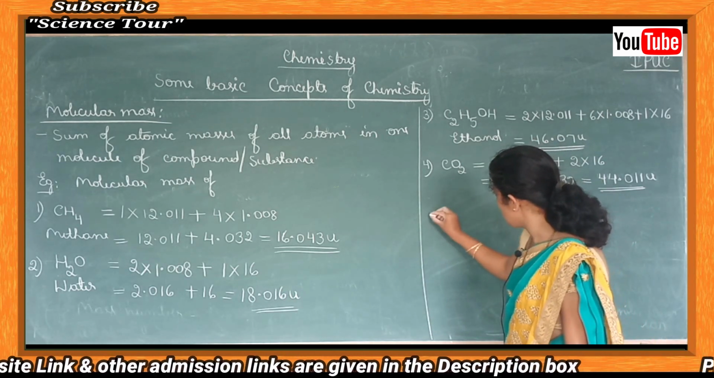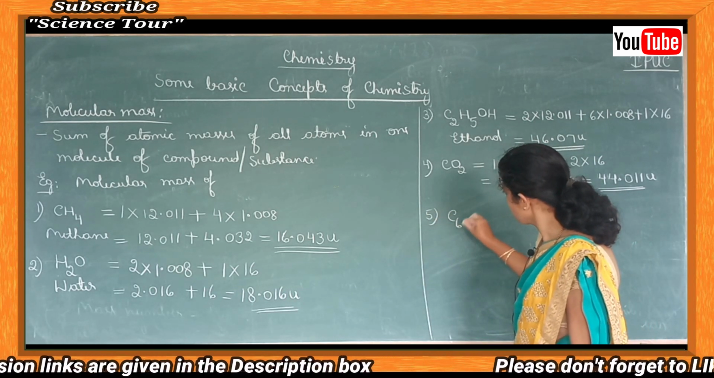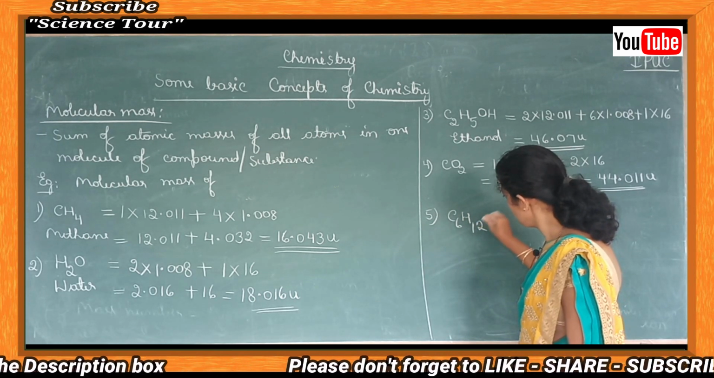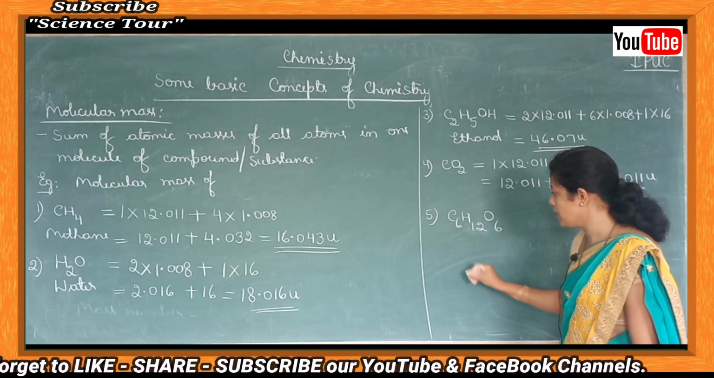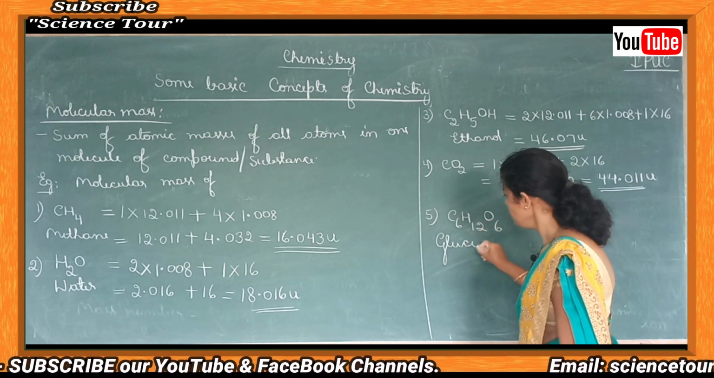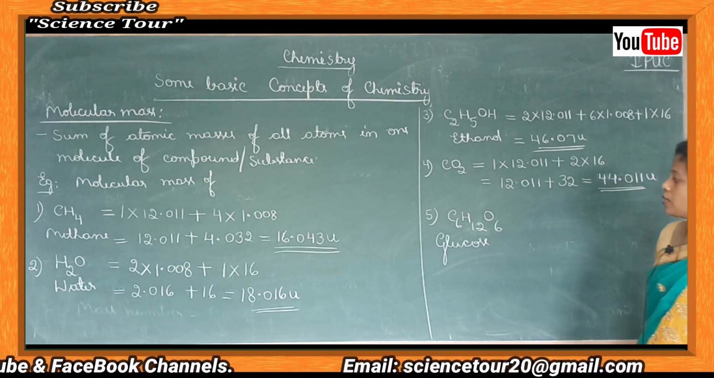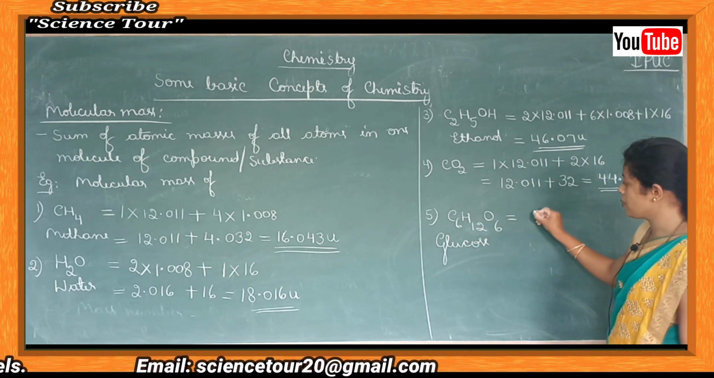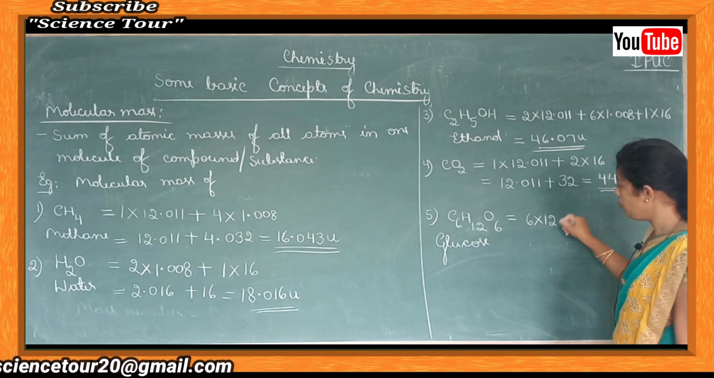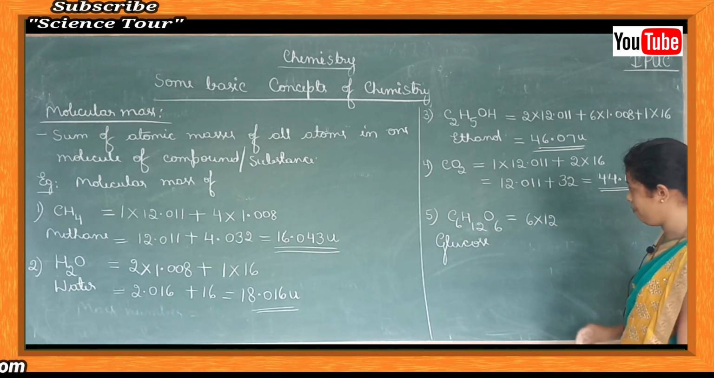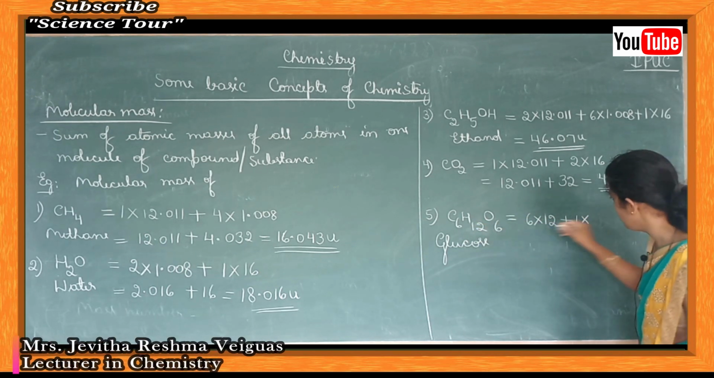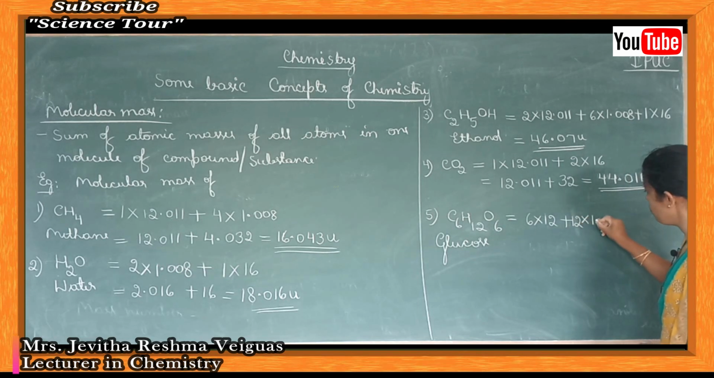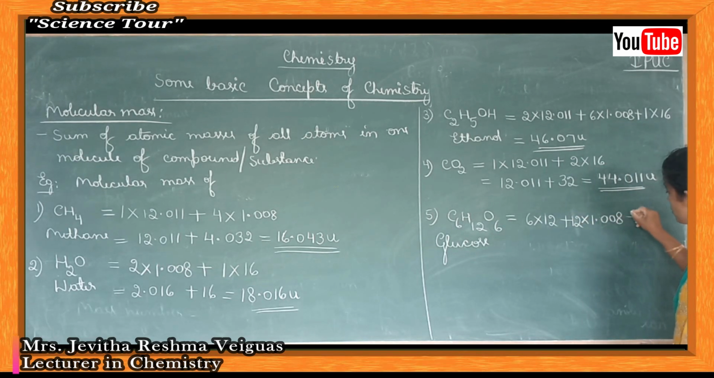Let's have another example. C6H12O6, that is glucose. Let's now calculate the molecular mass of glucose. How many carbon atoms? 6. So 6 into 12.011, or just take 12, plus 12 into 1.008 plus 6 into 16.